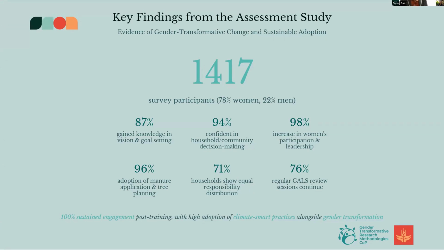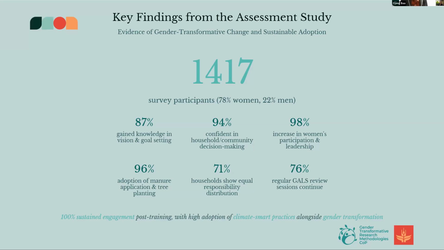And in this survey, we saw clear patterns emerging, right? We saw participants telling us that they were able to gain knowledge in their vision, journey, and goal setting. But the highest responses came from the ability to use GALS as a methodology to translate that into why they should be adopting. And one of those was why they needed to adopt manure application and tree planting as a sustainable practice. We also saw an increase in women's participation and leadership.